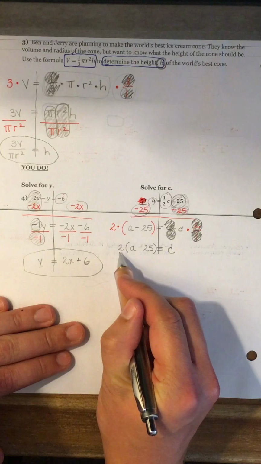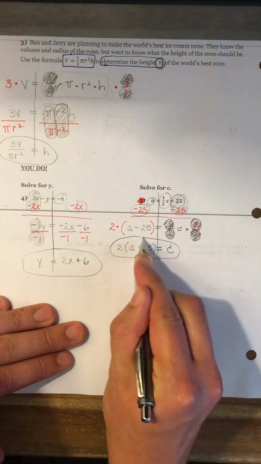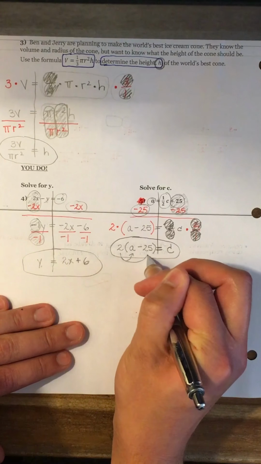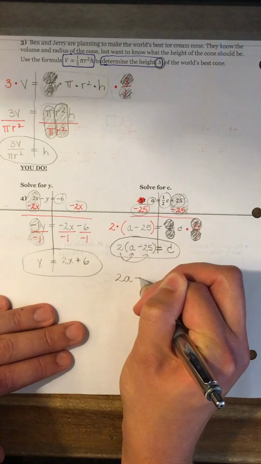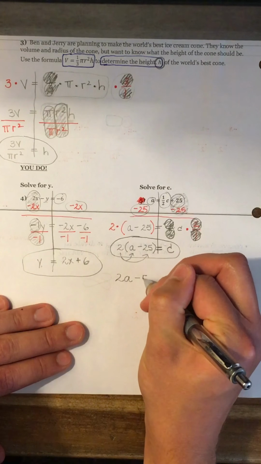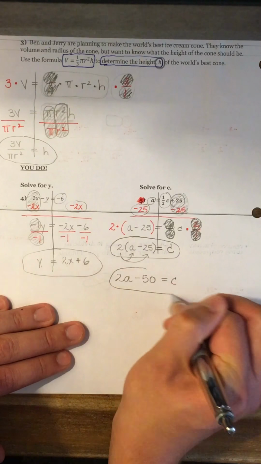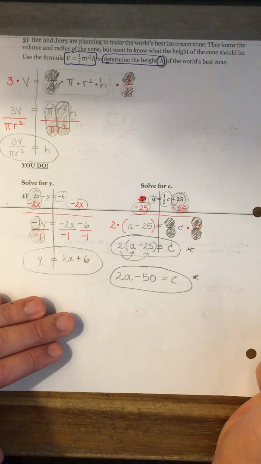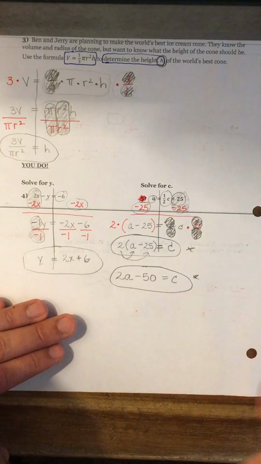You could also show this distribution. If you leave your solution like this, I will accept it. Or, showing this distribution, you could have expressed your answer as 2 times a, and then 2 times -25 is -50, all equal to c. I would have also accepted this. So either is fine, either not doing the distribution or actually showing the distribution.